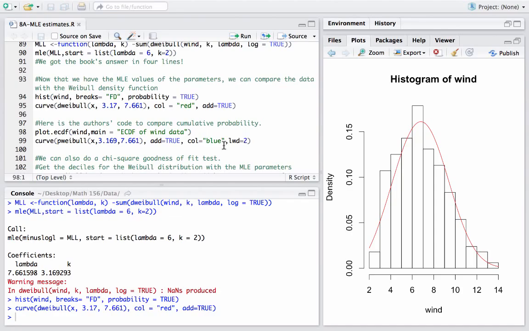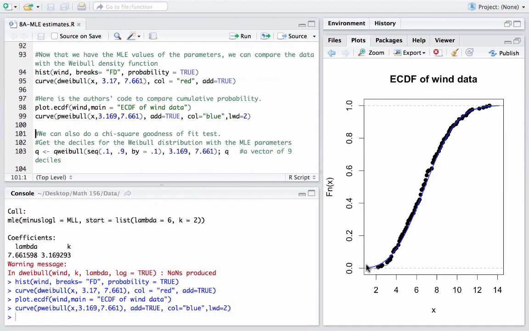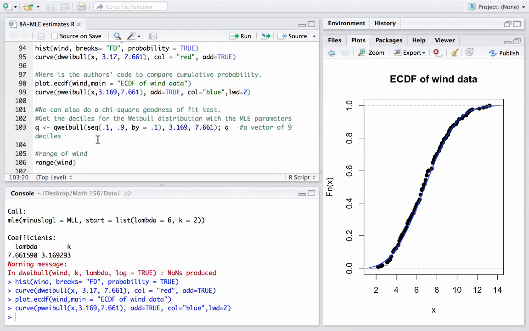And so now Paul's running through some code from the textbook to compare the distribution functions. So here the curve is the theoretical cumulative distribution for Weibull with these parameters, and then we have the piecewise actual empirical ECDF. Finally, we got the Weibull quantiles with qweibull. We say for all the values 0.1 to 0.9, going up by 0.1 with these parameters.